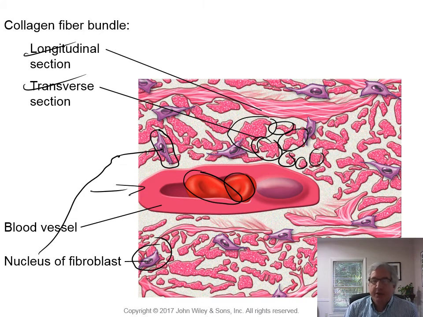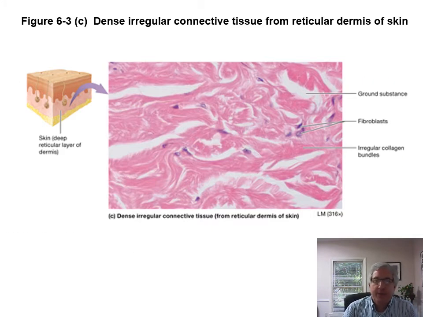All right, next slide. This is a picture out of your book: dense irregular connective tissue from the dermis, the skin. There's a kind of unfortunate use of the word reticular with a part of the skin, so it's a little confusing. But it's the portion of the skin that's just below the surface.